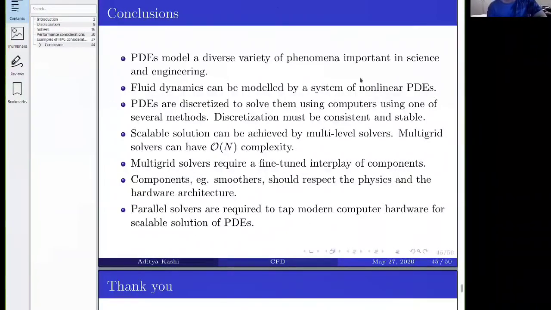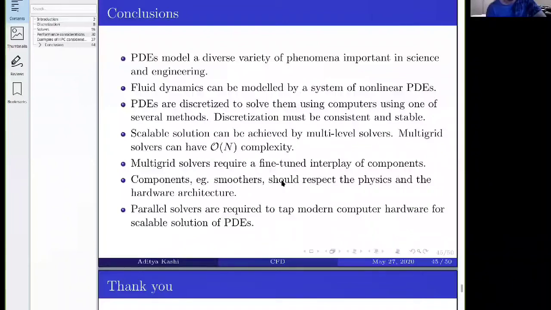So in conclusion, PDEs can model a variety of phenomena that are important to science and engineering. Fluid dynamics typically is modeled by a system of nonlinear PDEs. The PDEs are discretized so that we can solve them on computers using one of several methods, but the main point is that the discretization must be consistent and stable. Scalable solution can be achieved by multi-level solvers, and one example is a multigrid solver. In the best case, they can have an O(N) complexity.